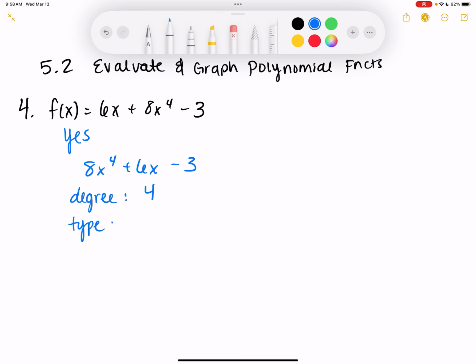Then it is a degree 4. What's the name for it? Quartic. And what's the leading coefficient? Yep, 8. So it's the number in front of the highest power term.